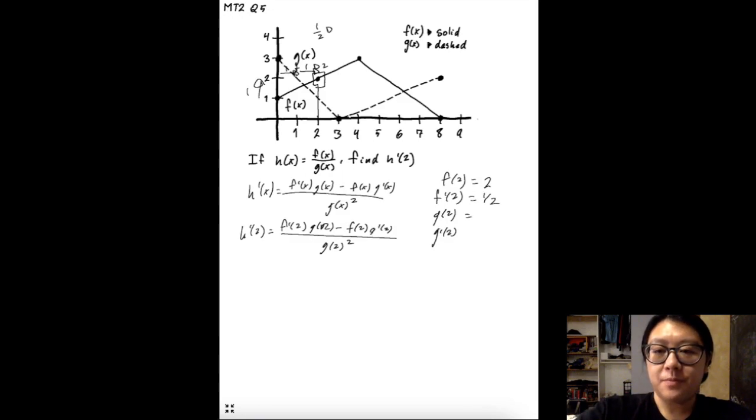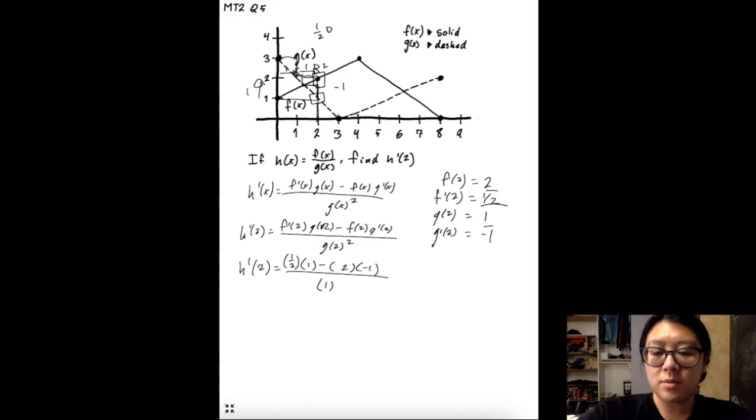G of 2, we have to look at the graph as well, is just 1. So g of 2 is 1, and then g prime of 2, again, rise over run, that goes down 1, up 1, so the slope is -1. Plug all those values in. So h prime of 2 is going to be equal to 1/2 times 1 minus 2 times -1, all going to be over 1 squared.